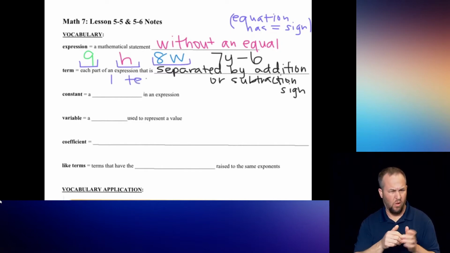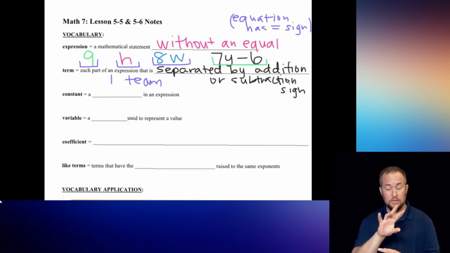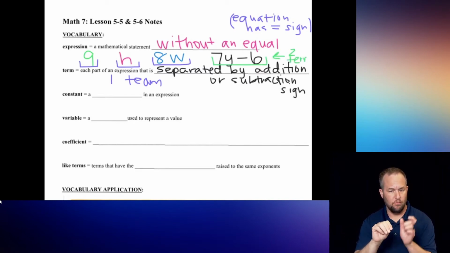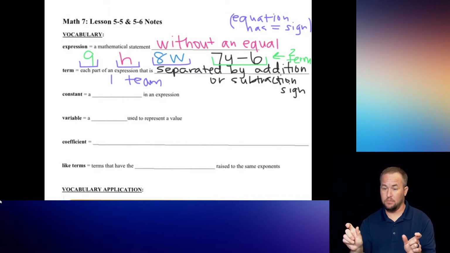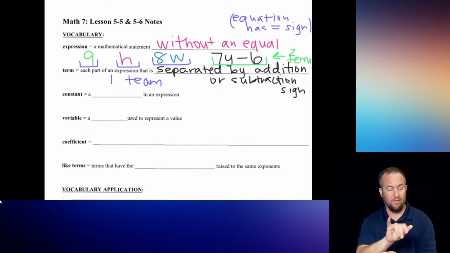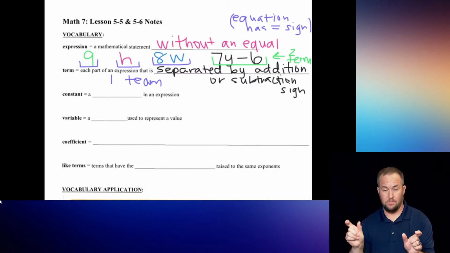I wrote it in purple for a reason. Okay, and then also this expression 7y minus 6, this is actually a 2 term expression, because like I said, the definition of a term is that it's separated by an addition or a subtraction sign. So therefore right here, this 7y is a term, and this 6 is a term. So that's why there are 2 terms in that expression.